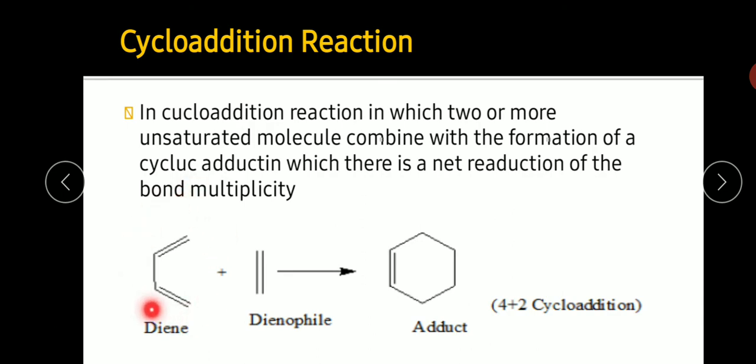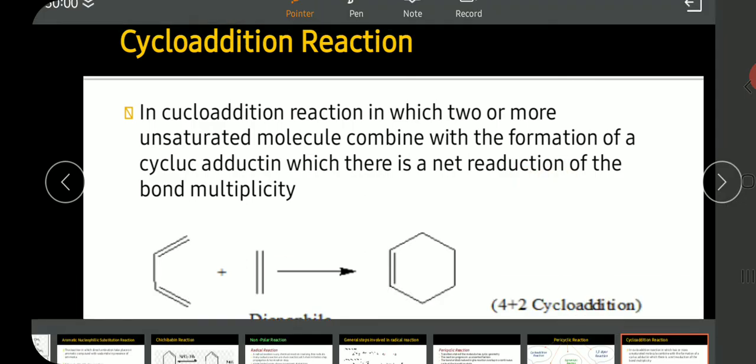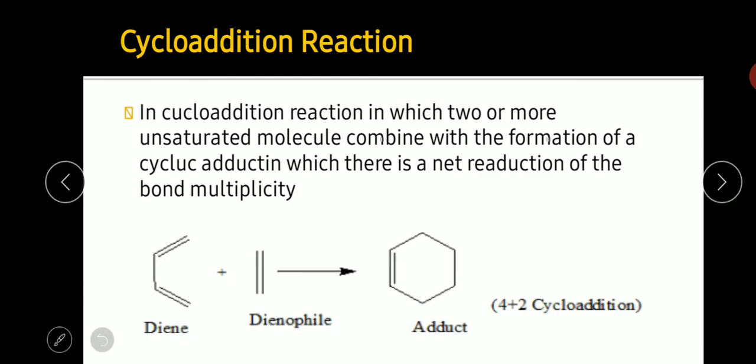The first reactant is the diene and second reactant is the dienophile. Then dienophile reacts with diene to form this product. Then this bond attacks here, then this bond here and this bond here. Now formation of this product, and this reaction is also called 4 plus 2 cycloaddition reaction.